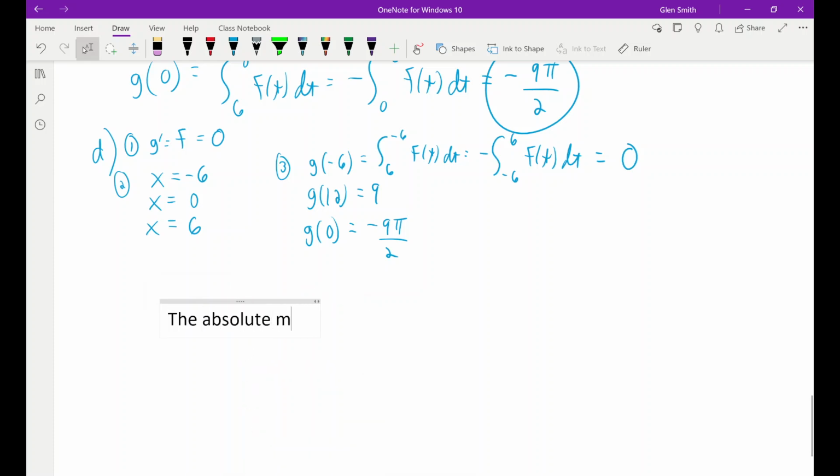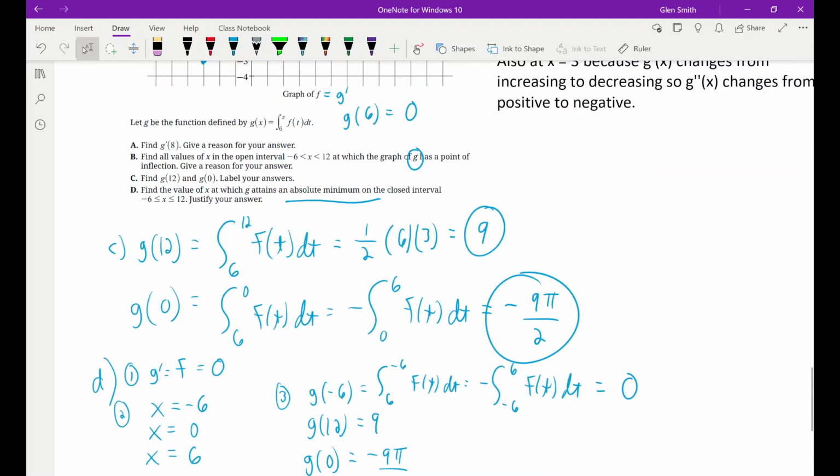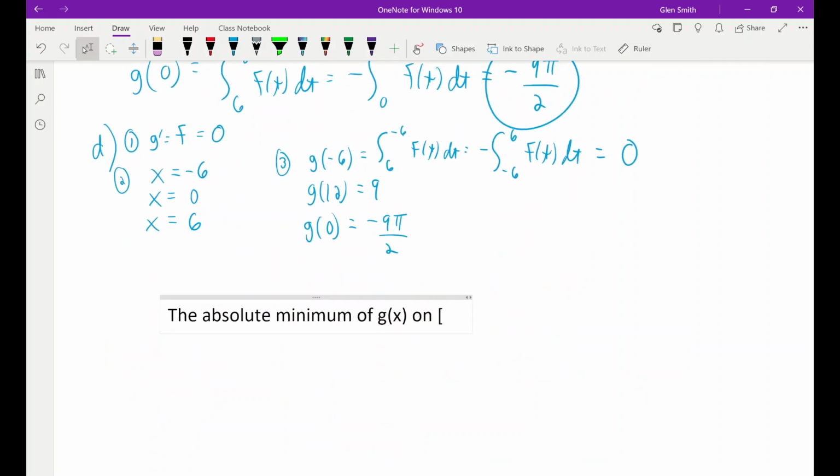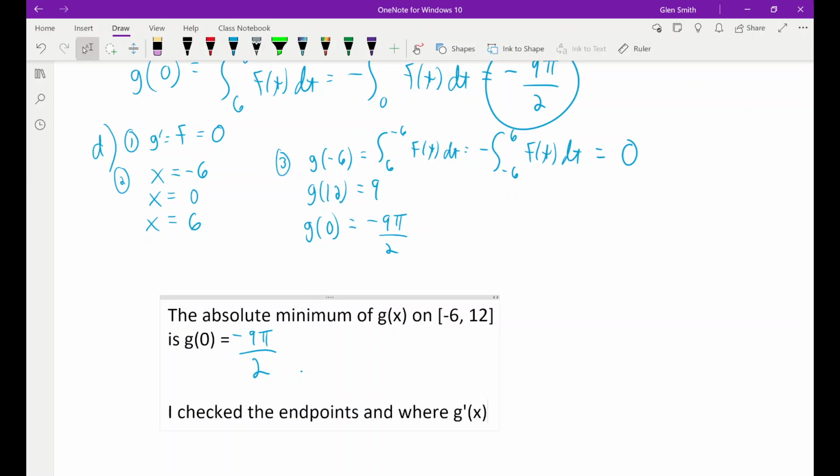The absolute minimum of g of x on the interval, I forget what they wanted, negative 6 to 12, is g of 0, which equals negative 9 pi over 2. Okay? And then again, I'd still write my little sentence here, although it's not super required. I checked the endpoints, and where g prime of x, which just for fun equals f of x, changes from negative to positive. There you go.